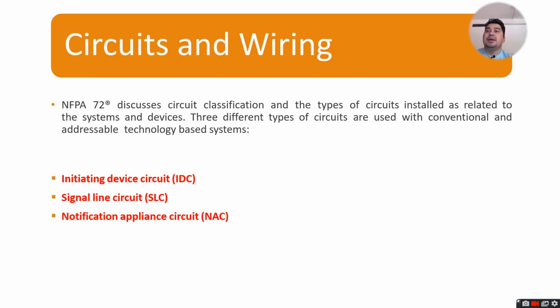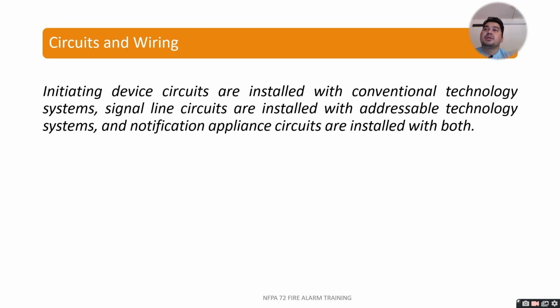Now the circuits and wiring. As per NFPA 72 regulations, we discuss circuit classification and the types of circuits installed as related to the systems and devices. Three different types of circuits are used with conventional and addressable technology-based systems: initiating device circuits, signaling line circuits, and notification appliance circuits. So these are the three different types of circuits. Initiating device circuits are installed with conventional technology systems. Signaling line circuits are installed with addressable technology systems, and notification appliance circuits are installed with both.